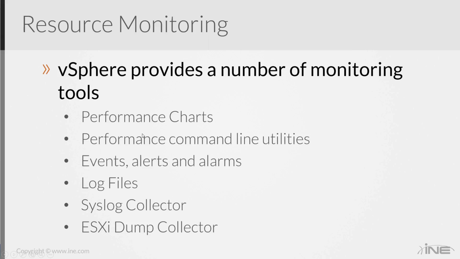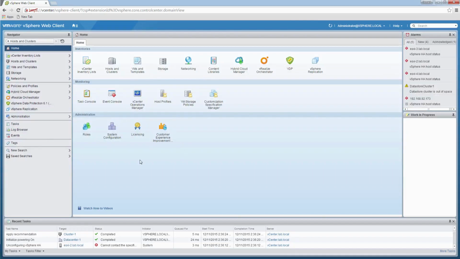For now, we'll just take a look at performance charts, how to navigate around them, and how to add or remove counters for an object that we're trying to monitor. Let me get my vSphere web client up and we'll get straight into this. Before we get into the details, let me take a minute and go through our performance charts before we actually get into the demonstration.